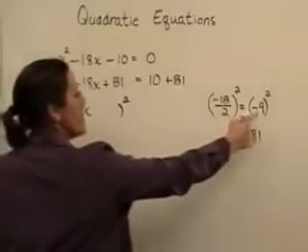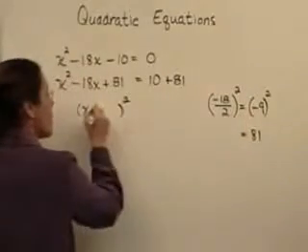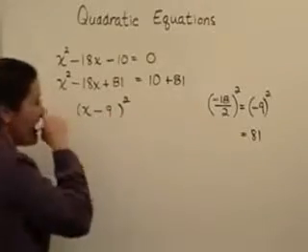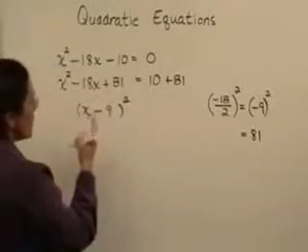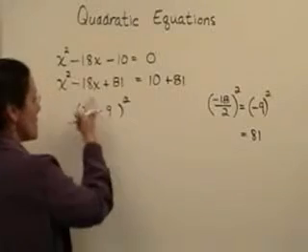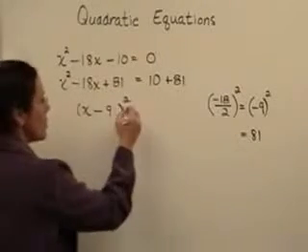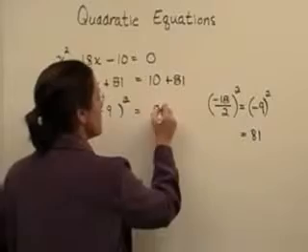Please recognize that this number will always go right there, so that you don't have to think too hard in terms of the process of factoring this perfect square trinomial. But x minus 9 times x minus 9 is equal to this trinomial. And over here I have 91.